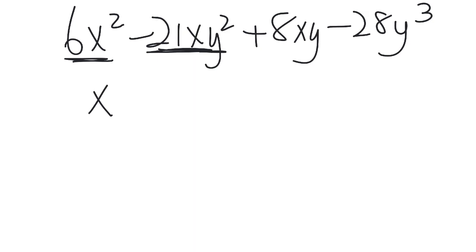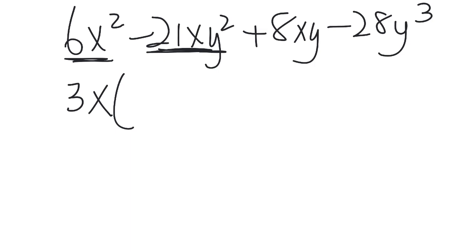Now I'm going to think: what's the biggest number that divides 6 and 21? You have to think about what gives you 6. Well, 1 and 6, but 6 doesn't go into 21. 2 and 3, well, 2 doesn't go into 21, but 3 does. So I'm going to take 3 out.